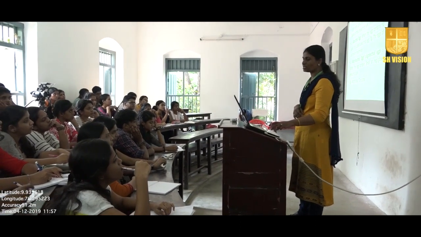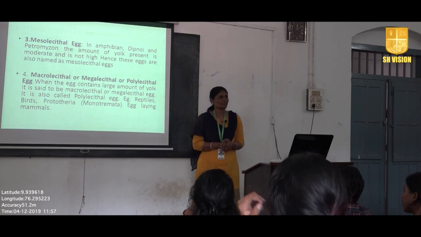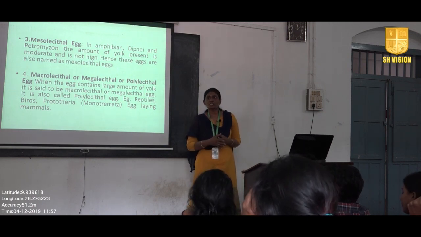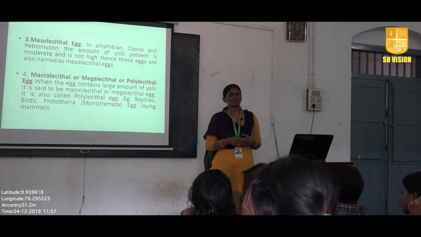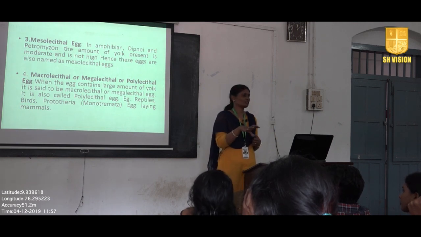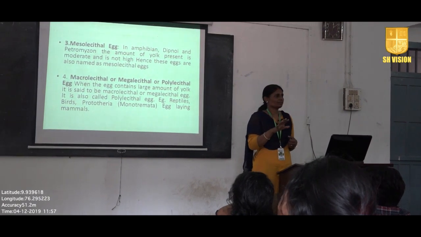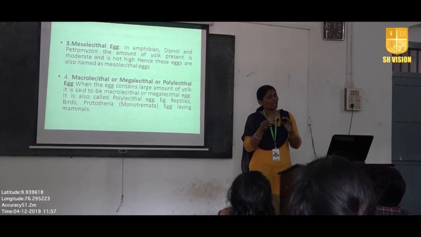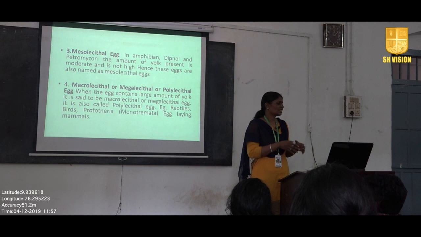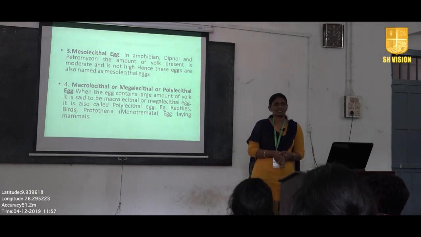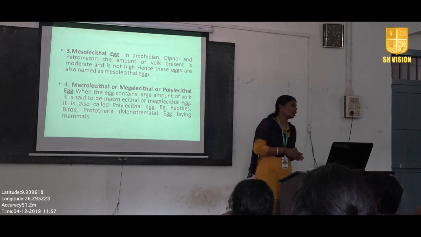And an example for microlecithal, or it's also known as oligolecithal, because the amount of yolk is less. Then the next classification is the mesolecithal egg. Mesolecithal egg, here in amphibians, the amount is much larger and it is found scattered throughout the ooplasm. If the amount is larger than the microlecithal, it is known as mesolecithal. And then comes the macrolecithal or megalecithal. It's known as macro or megalecithal because yolk is present in large amount.